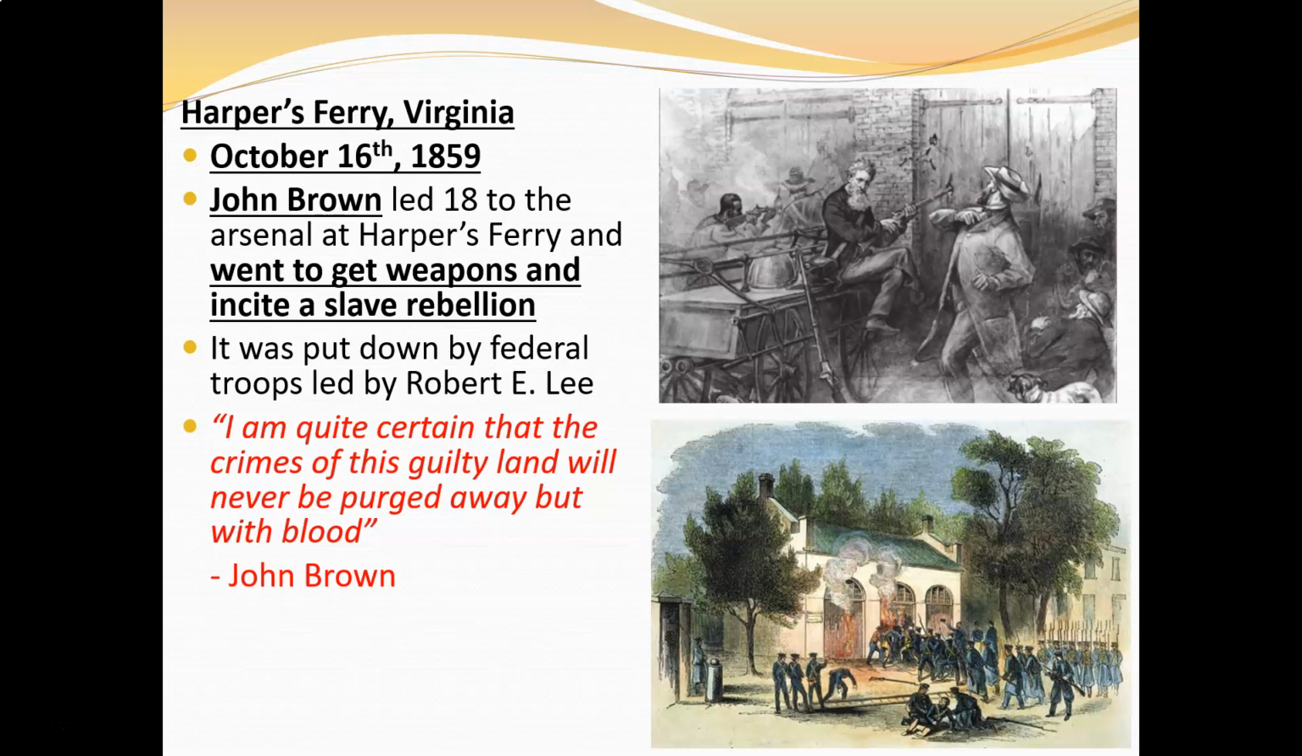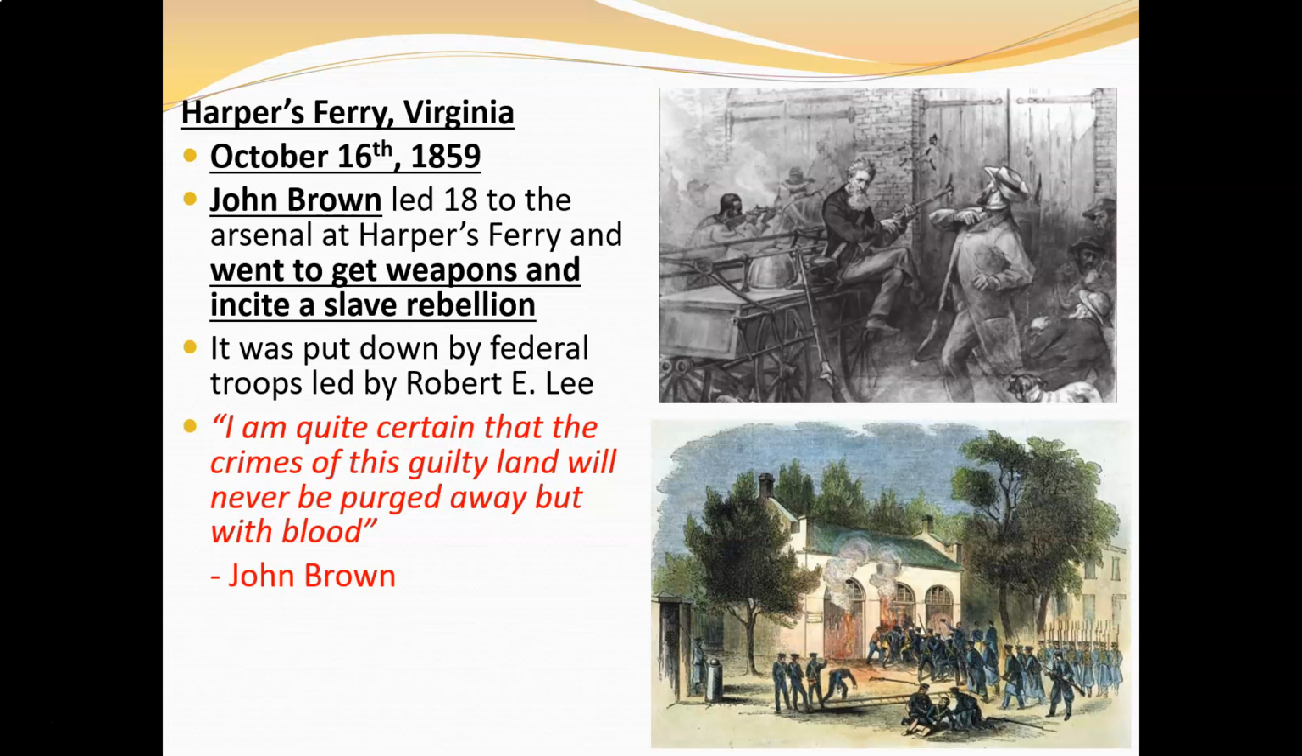Now, in Harpers Ferry, Virginia, not 1 year later, on October 16th, John Brown was back up to his old antics. He led 18 men to the arsenal at Harpers Ferry in Virginia, and they went to get weapons and incite a slave rebellion. Before he could, though, it was put down by federal troops led by Robert E. Lee. And yes, that is the same Robert E. Lee that will be one of the most instrumental generals in the Confederate military.